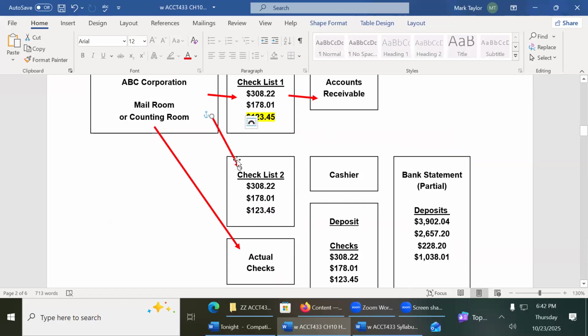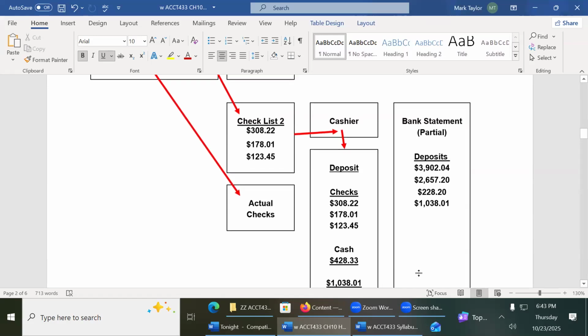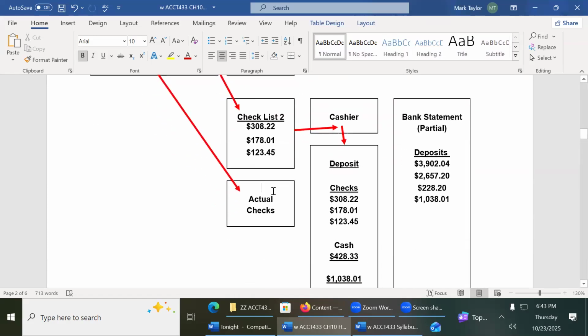So the checklist, the other one will go to the cashier. So the cashier gets the checklist, and the cashier will make the deposit slip. And the checks and the deposit slip will go to the bank.